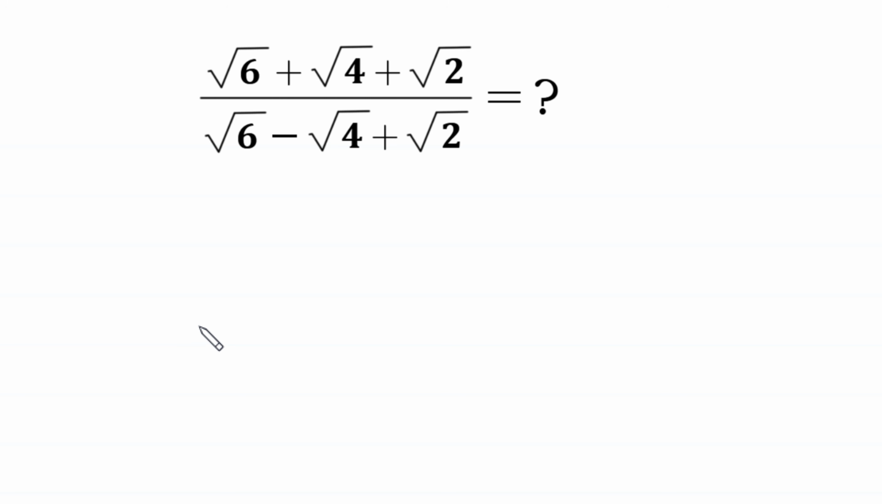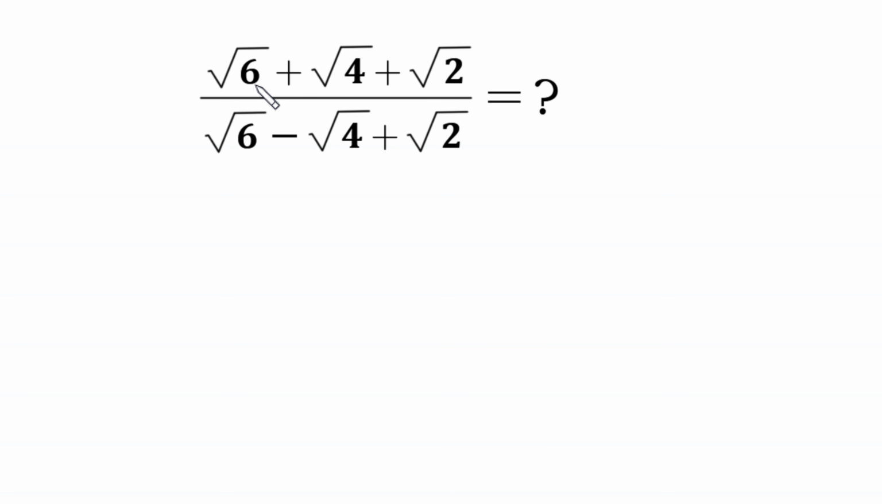Hello, welcome to how to solve this very nice square root math simplification problem. Square root of 6 plus square root of 4 plus square root of 2, divided by square root of 6 minus square root of 4 plus square root of 2.